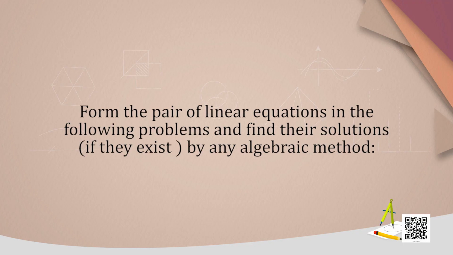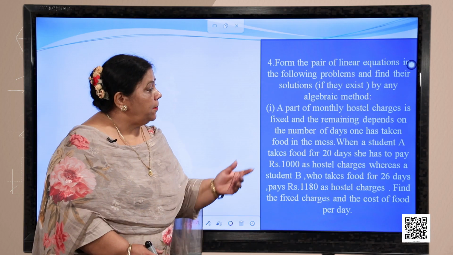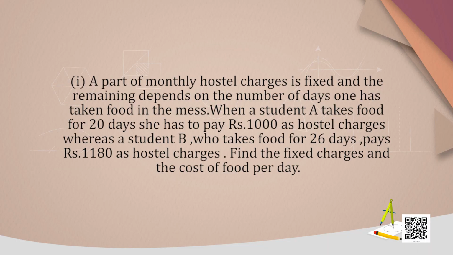Form the pair of linear equations in the following problems and find their solutions if they exist by any algebraic method. A part of monthly hostel charges is fixed and the remaining depends upon the number of days one has taken food in the mess. When a student A takes food for 20 days, she has to pay 1000 rupees as hostel charges, whereas a student B who takes food for 26 days pays 1180 rupees as hostel charges. Find the fixed charges and the cost of food per day.